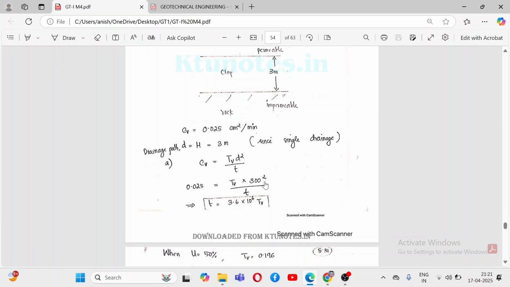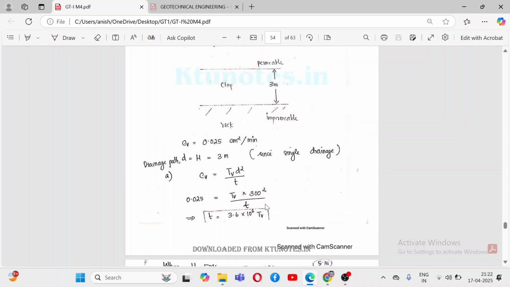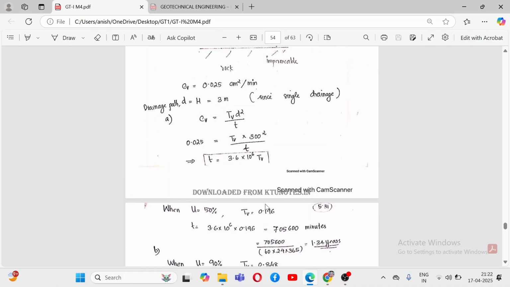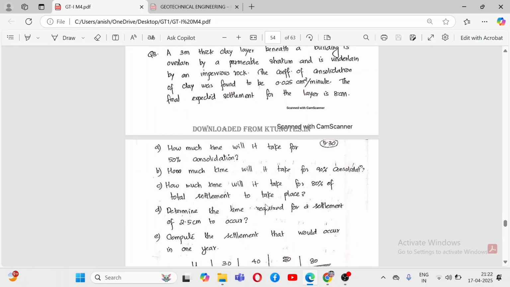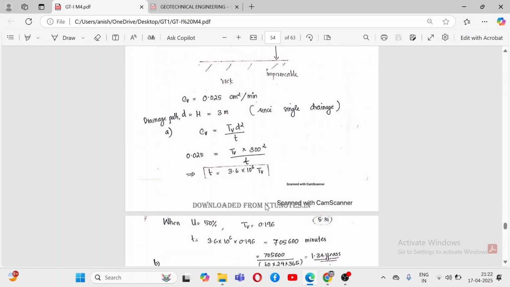TV into 300 square, D is given and converted to centimeter, 300 square divided by t. So small t is equal to 3.6 into 10 power 6 TV. Now for part A, what was the question? How much time will it take for 50% consolidation? For U equal to 50%.